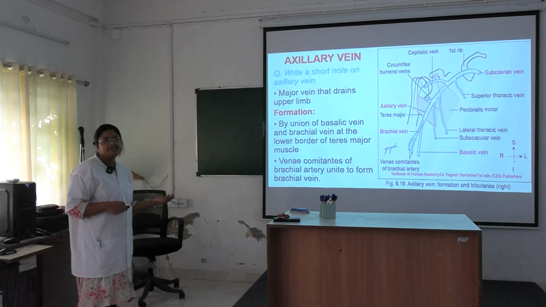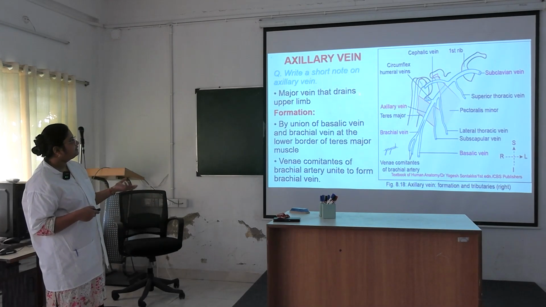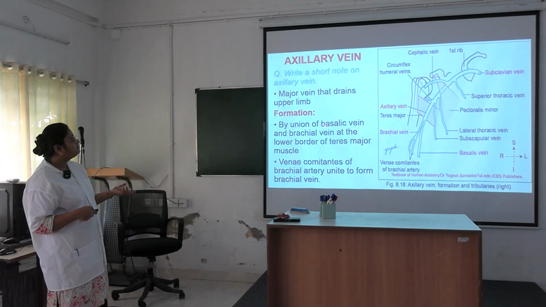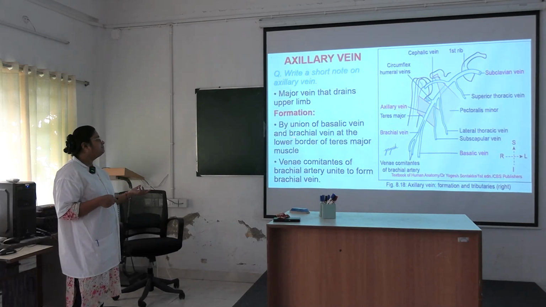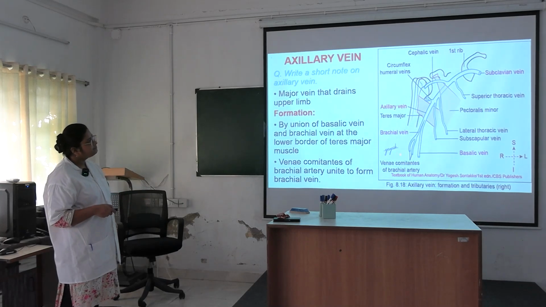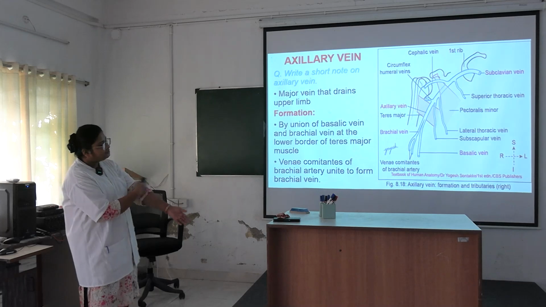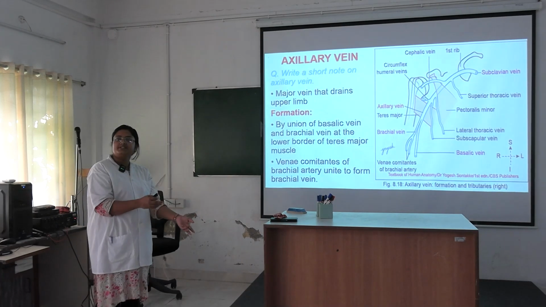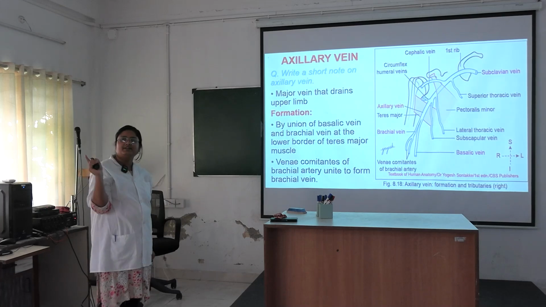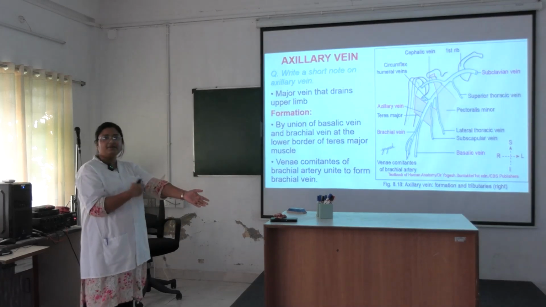Next we go to the axillary vein. How is it formed? It is the major vein that drains the upper limb, and it is formed by union of basilic vein and the brachial vein at the lower border of the teres major. See here, this is basilic vein. Okay, we have 2 veins in the superficial fossa. Towards the lateral side there is cephalic vein. Cephalic vein you have seen yesterday, and towards the medial side there is basilic vein.